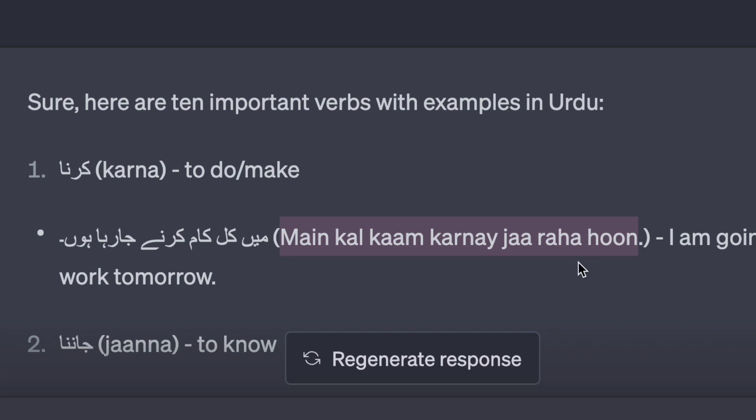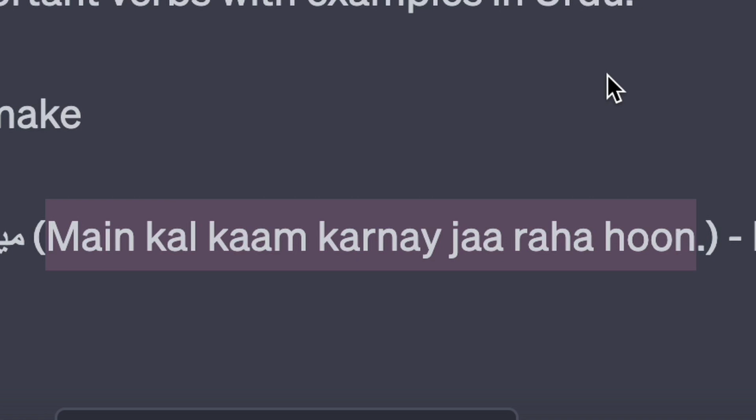So here you can see that it is to work, right? काम करना is to work. But it's going into an oblique form. It's not मैं काम करना जा रहा हूँ. It is काम करने जा रहा हूँ.